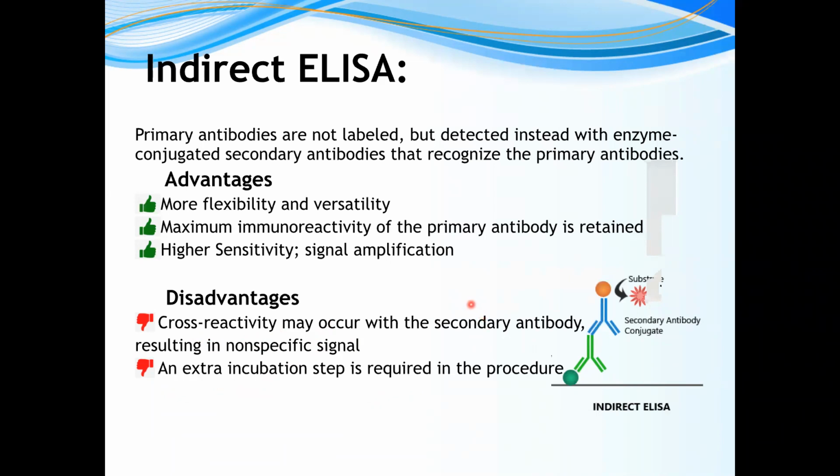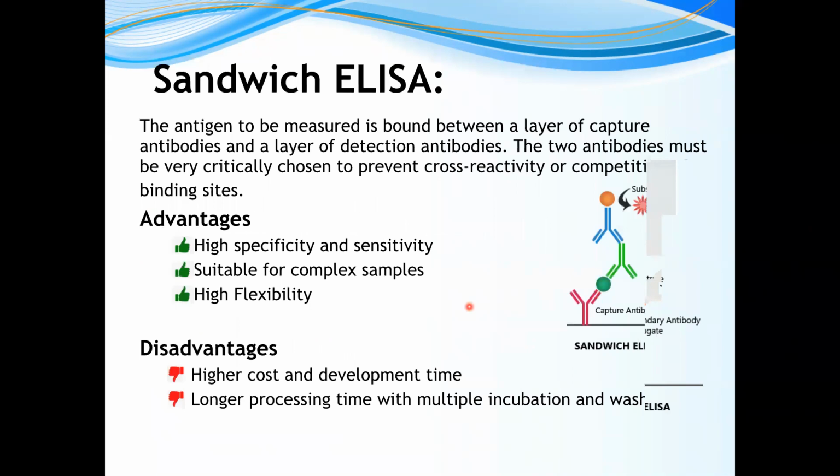So moving forward, another ELISA format that is available in the market and which is most commonly used is the sandwich ELISA. So why is it called sandwich ELISA? Because in this ELISA format, the antigen to be measured is bound between a layer of capture antibody and a layer of detection antibody. The two antibodies must be very critically chosen to prevent cross-reactivity or competition in binding sites.